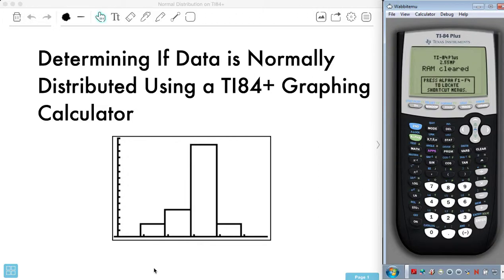Hello, welcome to this lesson on using your TI-84 graphing calculator to determine whether or not data is normally distributed. On this lesson, you're going to notice we've got a few notes we're going to look at on the left-hand side of the screen, and on the right-hand side we have a virtual calculator that I will use to show the buttons you need to press and the results that we actually end up getting on the calculator screen.